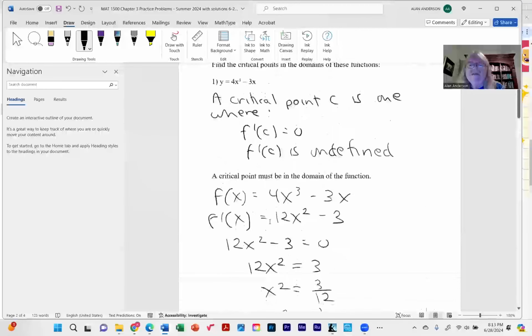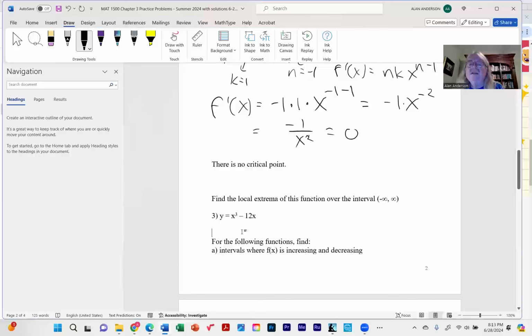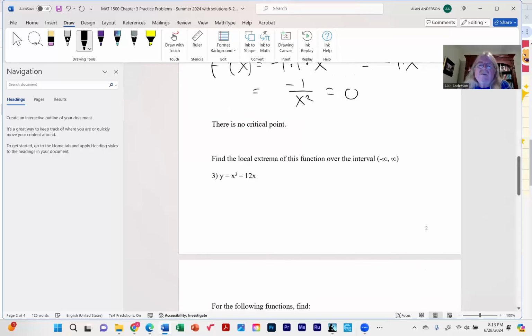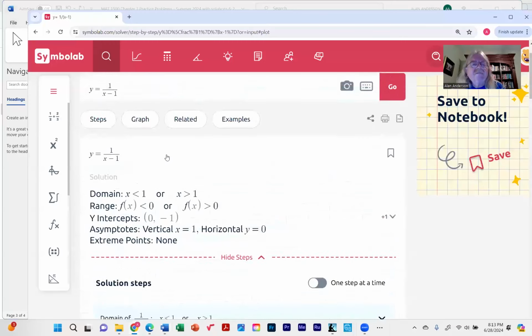Okay, now let's try another one. Here it says to find the local extrema. So in other words, when we get to the critical points, we're going to also identify whether they are local or global maxima or minima. First things first, this is a polynomial. There are no discontinuities. It is defined over the entire interval negative to positive infinity. And we'll confirm that by looking at the graph.